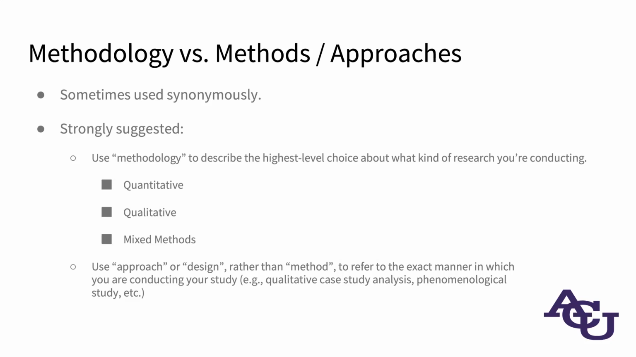Now, we're using methodology here to refer to the highest level choice about what kind of research you're doing. Quantitative, things that reduce to numbers. How many people go to the opera? That can be counted. How many people on average go to the opera every night in New York City? That can absolutely be counted and analyzed.